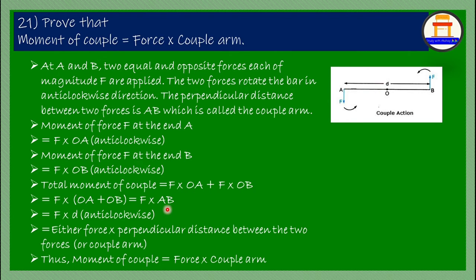Hope you are understanding. So over here, AB has been abbreviated by the magnitude as D. D is the magnitude of AB. So F into D, that is anti-clockwise. So F is either of the forces, and D is the perpendicular distance between the two forces, or the couple arm. Thus, moment of force is equal to force into couple arm.